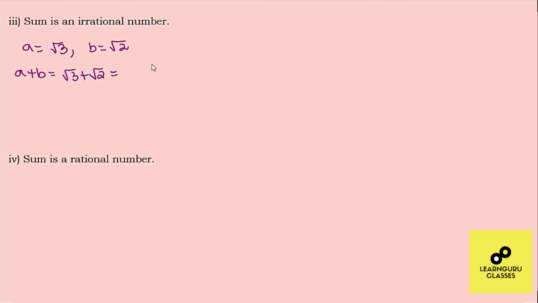Sum is a rational number. So for that, a equal to root over 3, b equal to minus root over 3. So a plus b, if you do root over 3 plus minus root over 3, that is 0. So 0 is a rational number.